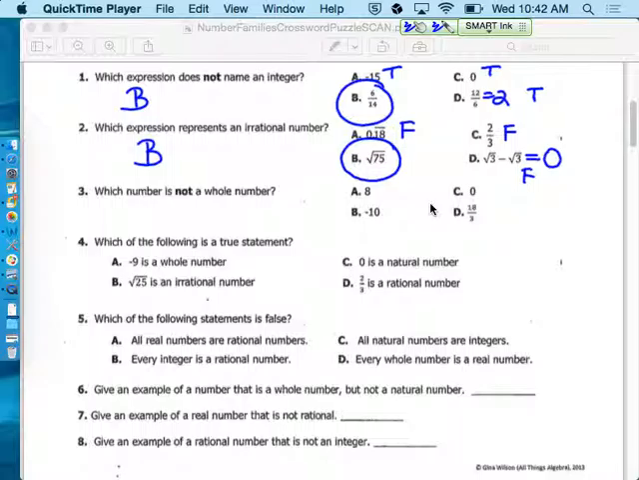And number 3, which is not a whole number. Remember, the whole numbers start with 0, and they're all of your positive counting numbers then. So let's see, D, 18 over 3 is actually 6, so that's fine. So that means my answer here, once again, is B. Negative 10 is not a whole number.